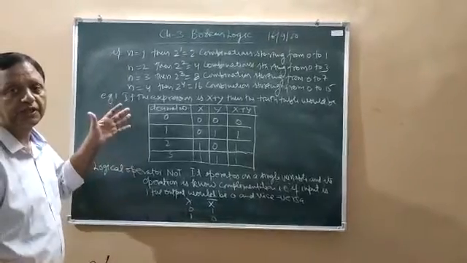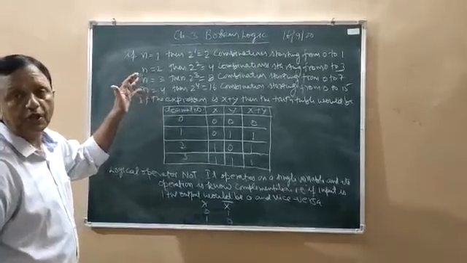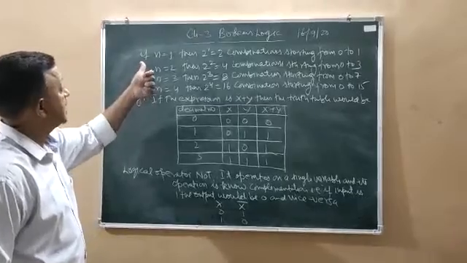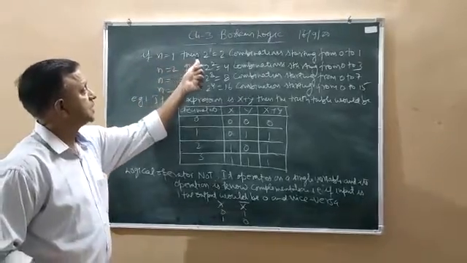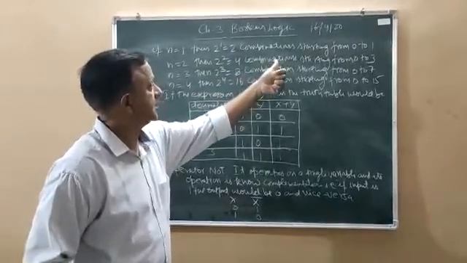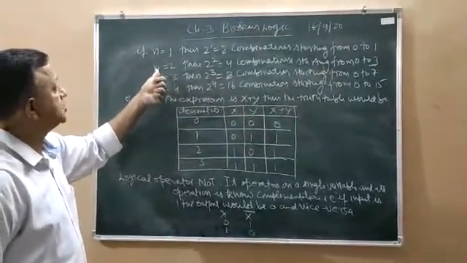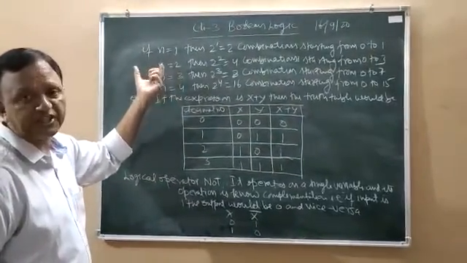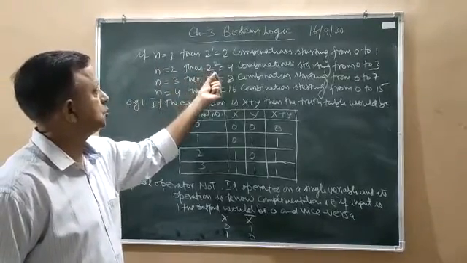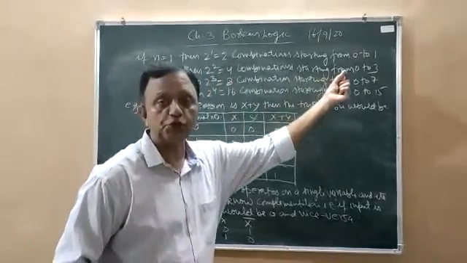Hello students, in this video we are talking about the combinations of variables in a truth table. So if n is equal to 1, then 2 raised to power 1 is equal to 2. Combinations would start from 0 to 1. But if n is equal to 2, if the number of variables in the expression is 2, then the combinations would be 2 raised to power 2, that is equal to 4. Combinations will start from 0 to 3.